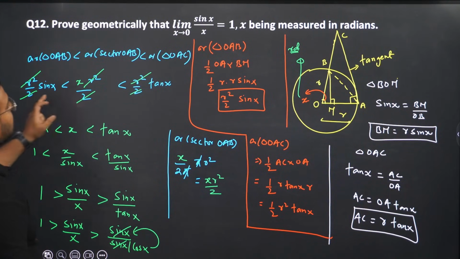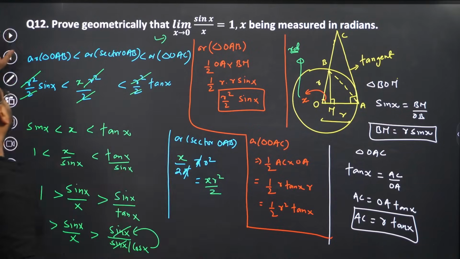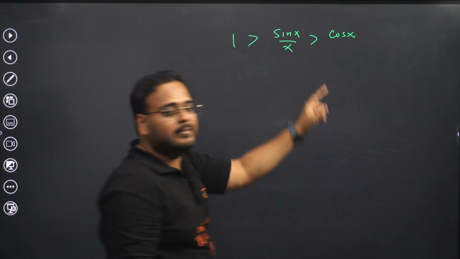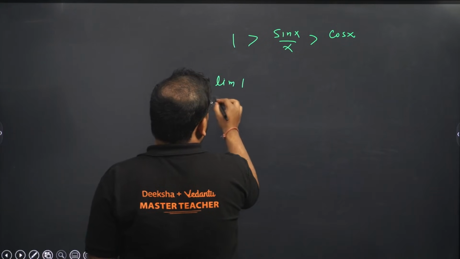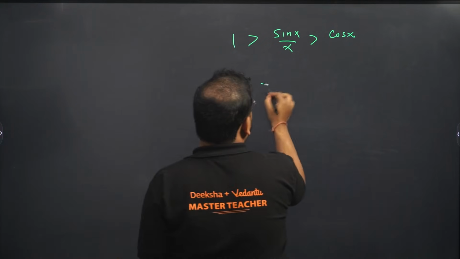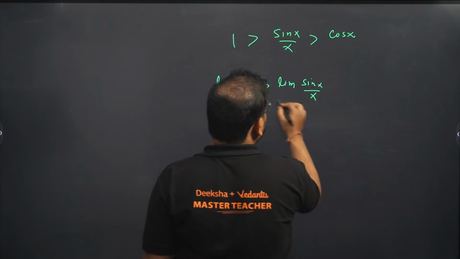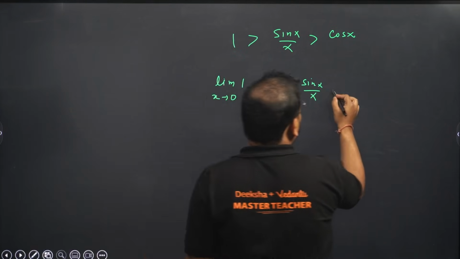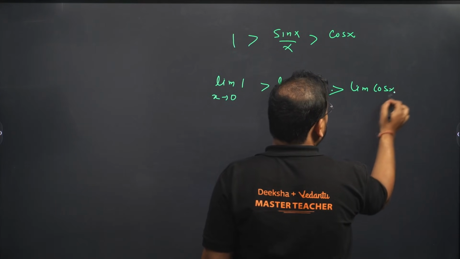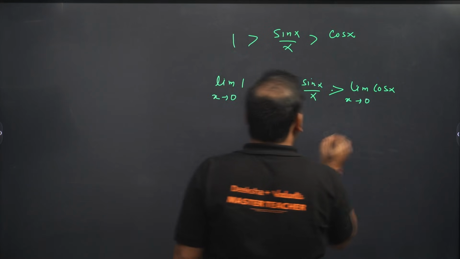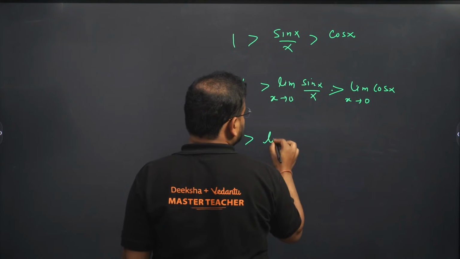Correct, sir. Now we have to apply limit x tends to 0 because we are looking for this value. We're looking for this value now. Apply limit x tends to 0 everywhere. So limit 1 of x tends to 0, limit sin x upon x, x tends to 0, again limit cos x, x tends to 0. This is a constant, remains as 1. This is the expression that they were asking us the value for.